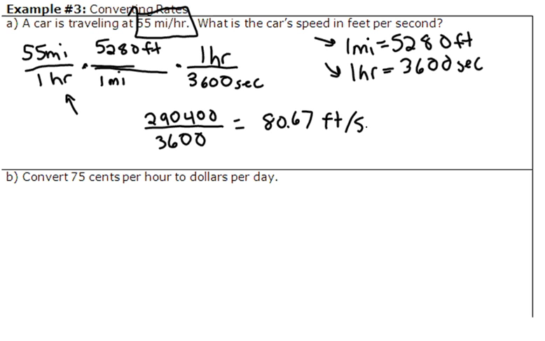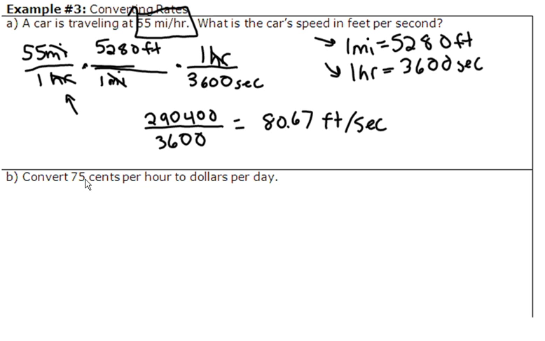Now I can check that by using unit analysis. The miles cancel because I have one on the top, one on the bottom. The hours cancel, I have one on the top, one on the bottom. All I'm left with on the top is feet, the bottom is seconds, hence feet per second. So let's look at B.